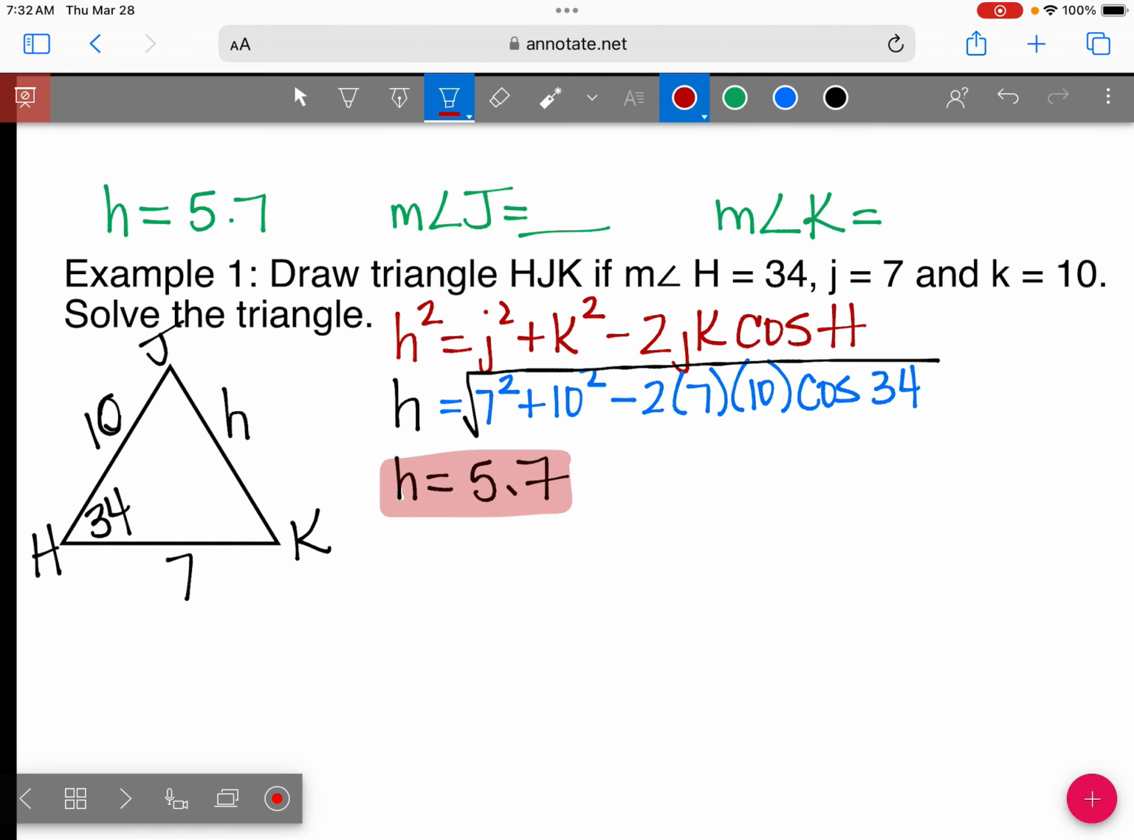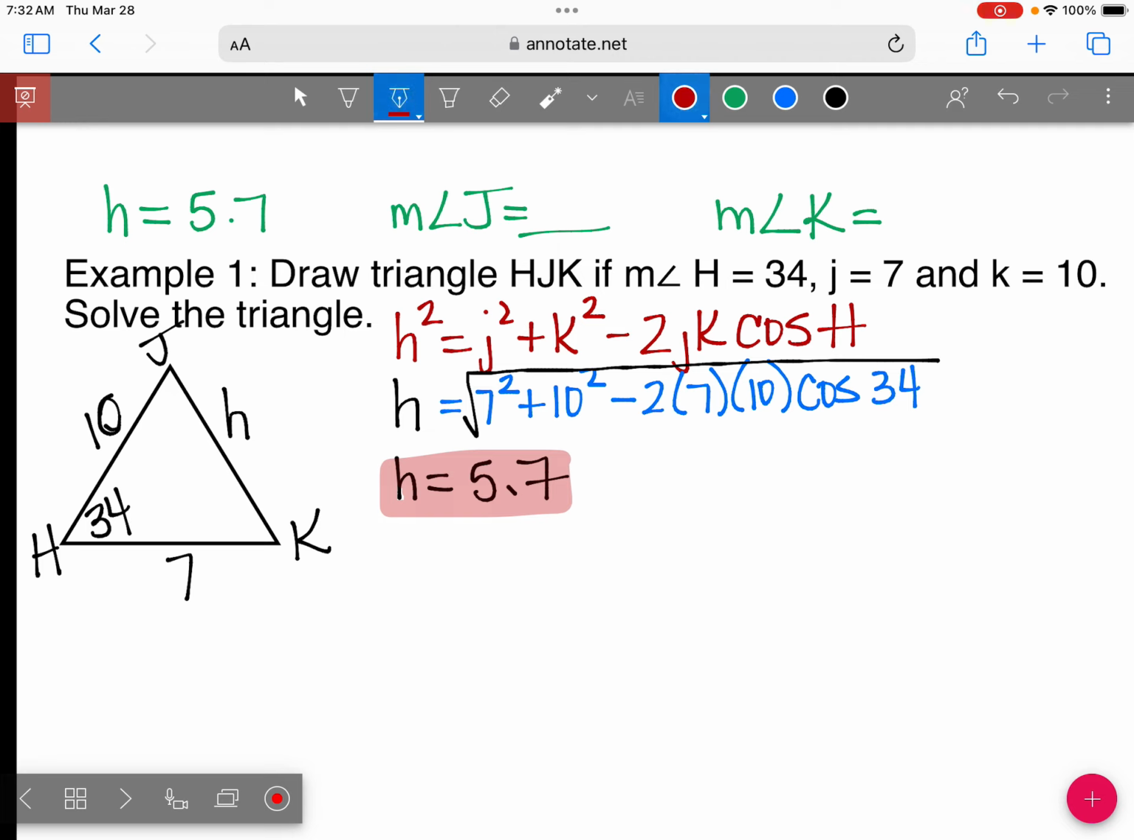All right, so using the law of cosine to find an angle is a little bit different, okay? Because we can't just type it in our calculator. If we're trying to find little h or any side, we could just type the whole thing in our calculator, let the calculator do the work. But to find an angle, we have to do a little bit of solving. All right, so let's go ahead and set it up.